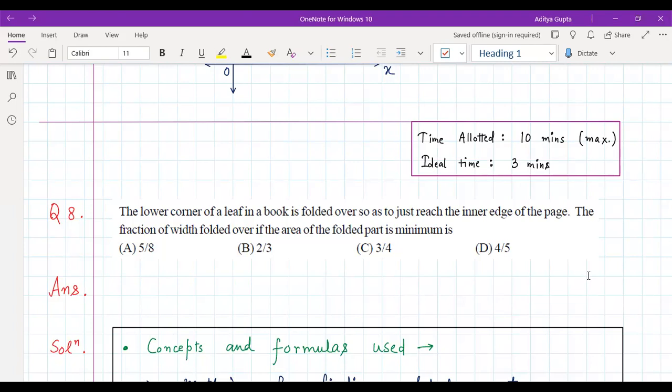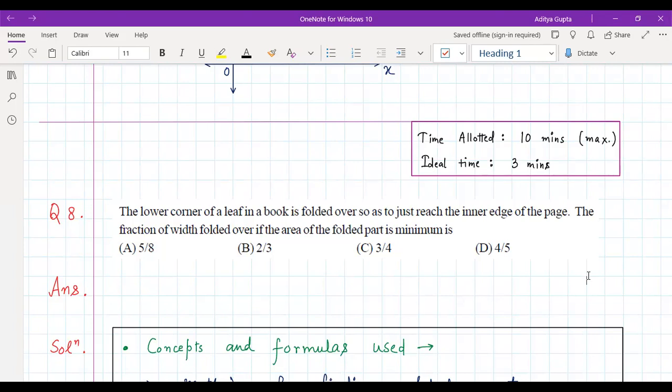Today we have question number 8 from the chapter of maxima minima from applications of derivatives. The question reads, the lower corner of a leaf in a book. So basically leaf is nothing but a page only, so don't get confused. It's just a page in a book is folded over so as to just reach the inner edge of the page. The fraction of width folded over, if the area of the folded part is minimum, would be equal to how much? And then four options are given.